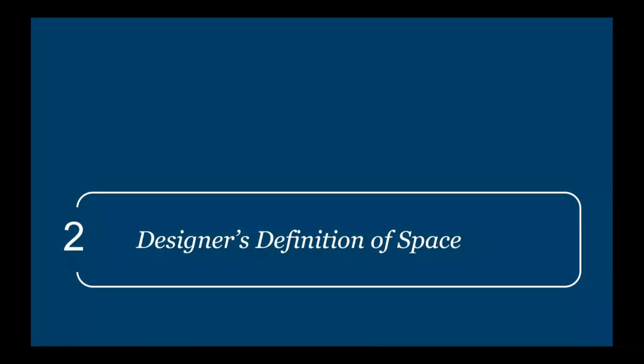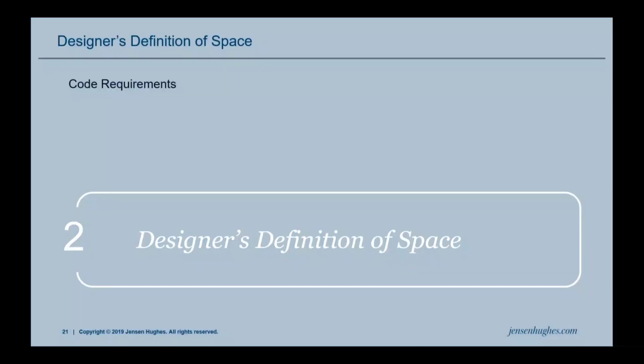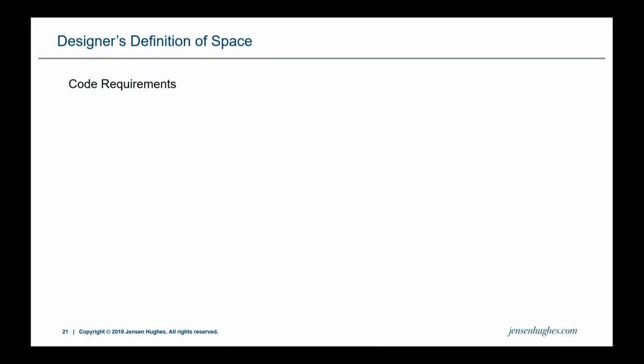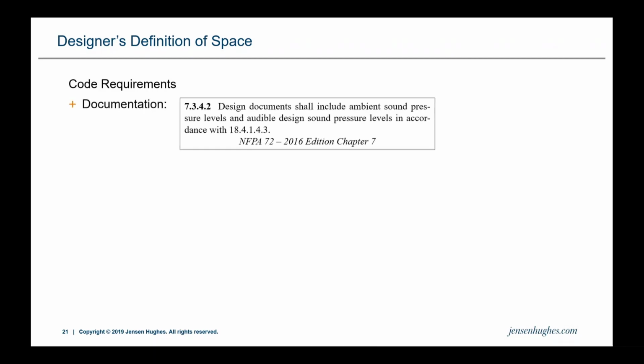All right. Let's go to how we would define these spaces, and really that starts with understanding the code requirements that are incumbent upon us to meet. Now, Chapter 7 tells us very specifically that a designer must state on the design drawings the design ambient sound pressure level and the audible design sound pressure level. So just to be clear, on a set of drawings, either design drawings or shop drawings, a designer is supposed to have these two figures on there, what they expect the ambient sound pressure level to be and what the alarm sound pressure level needs to be.